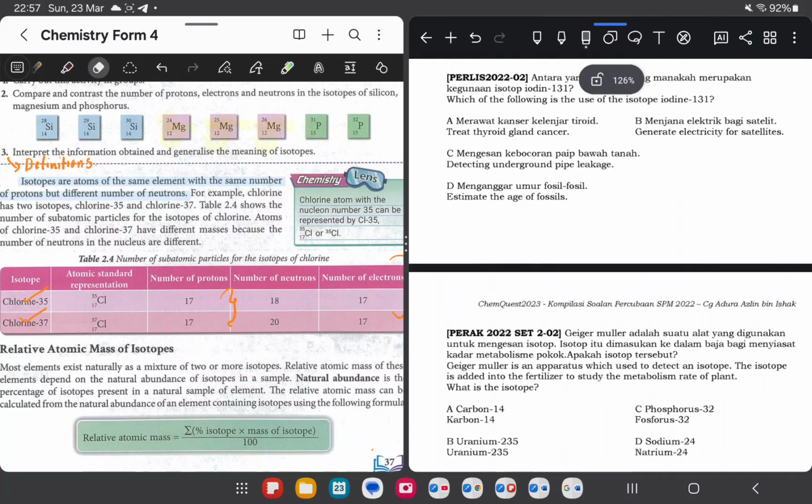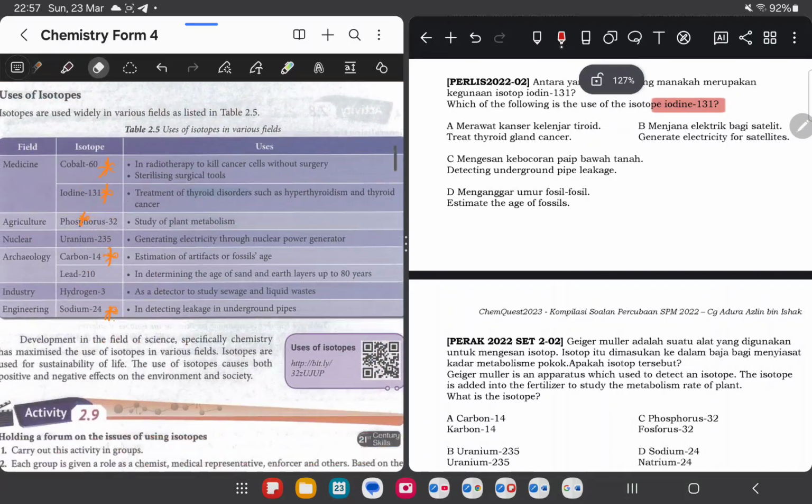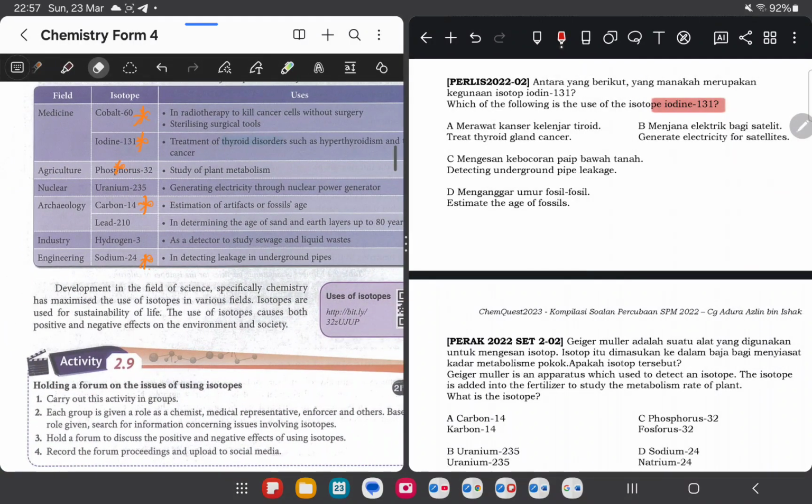Okay, then Perlis 2022. Which of the following is the use of isotope iodine 131? This one you start to already emphasize about this table. You must memorize this table. I tell you the ones that are very famous in exams. I use my highlighter, I mean my pointer. Sodium is very famous in exams.